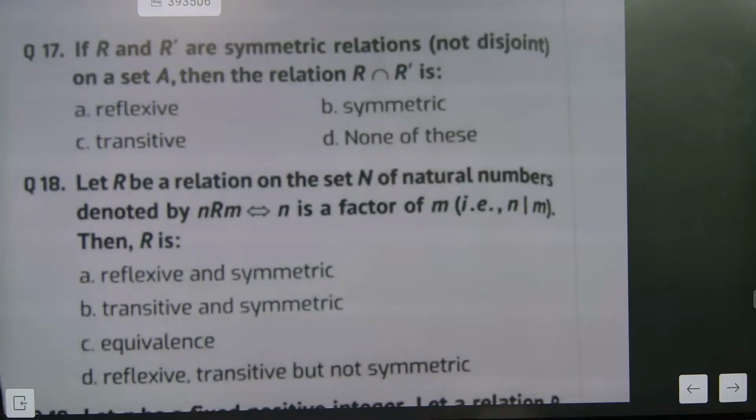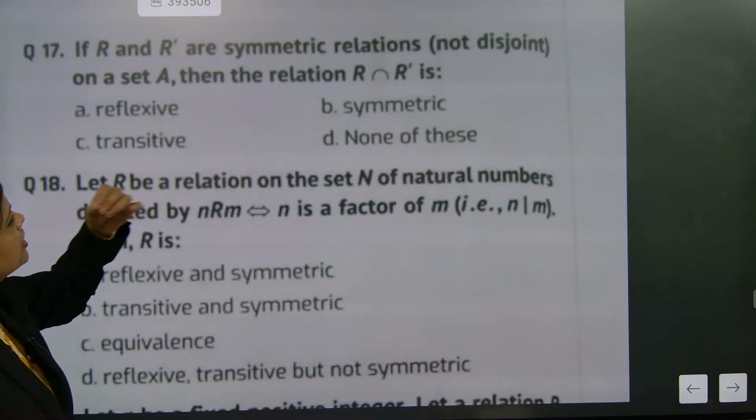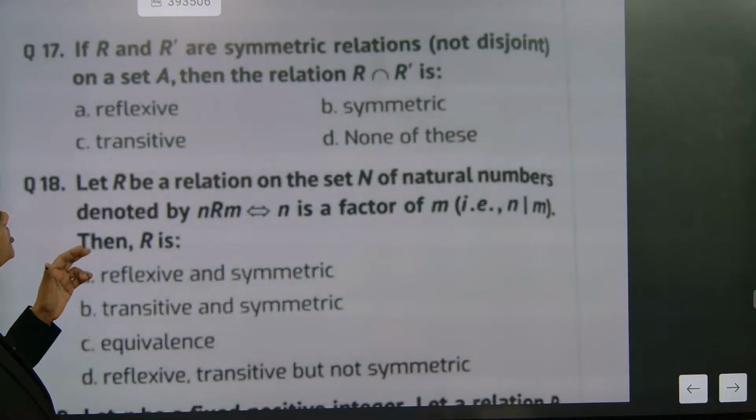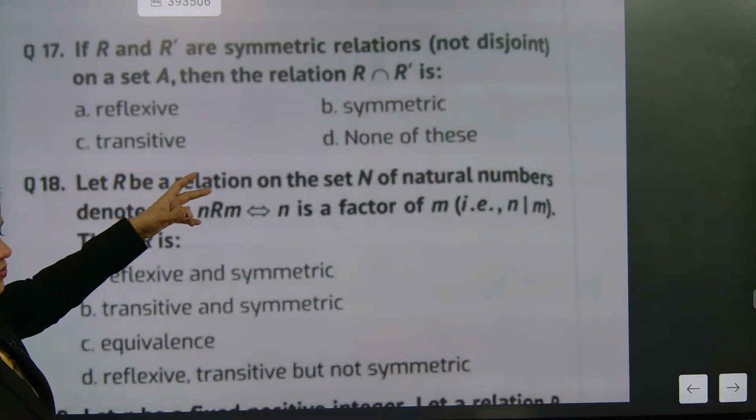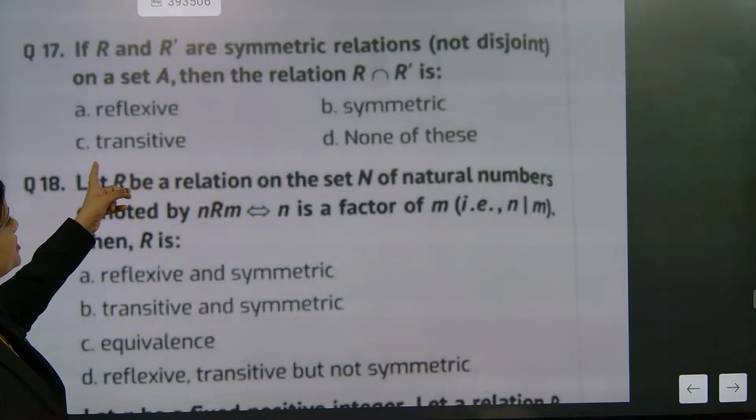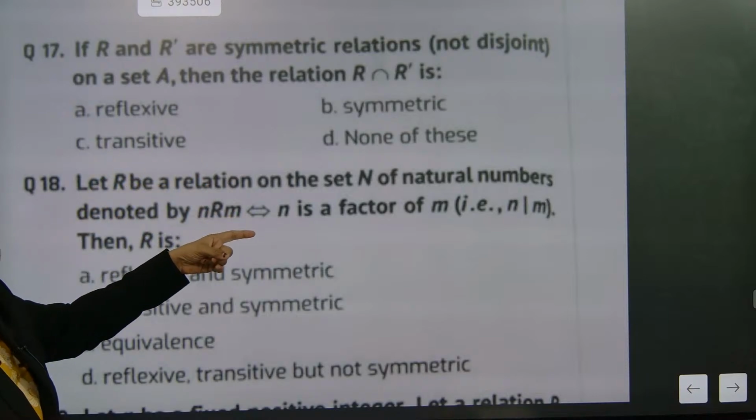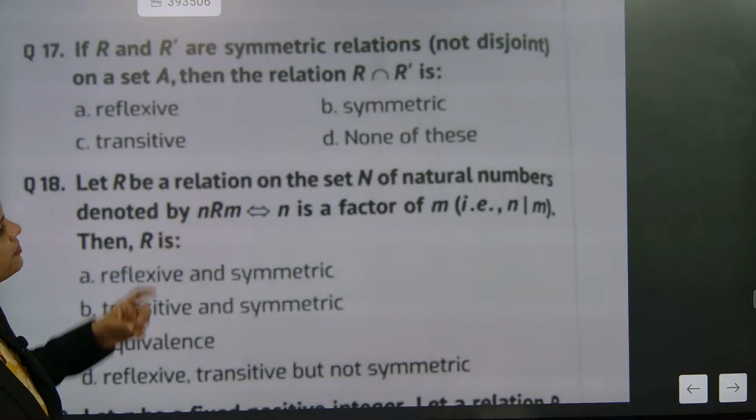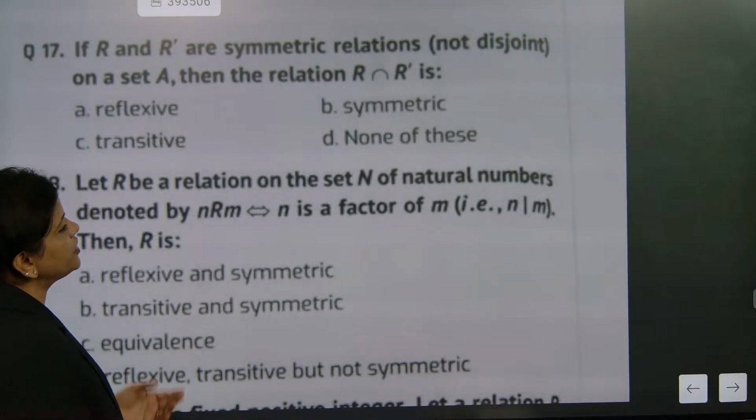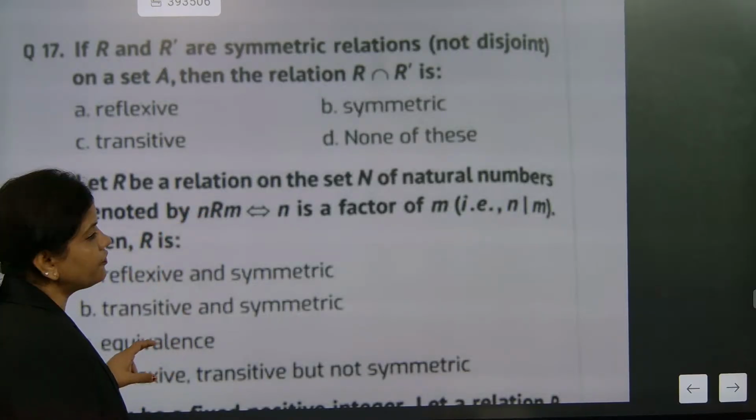Now just answer this question. See, R and R dash are symmetric relations, not disjoint. Then the relation R intersection R dash, what will be? Is it symmetric? No. Is it transitive, reflexive? No. Anti-symmetric? No. (a, b), (b, a), symmetric part relation, not disjoint. Then 100% it will become none of these.